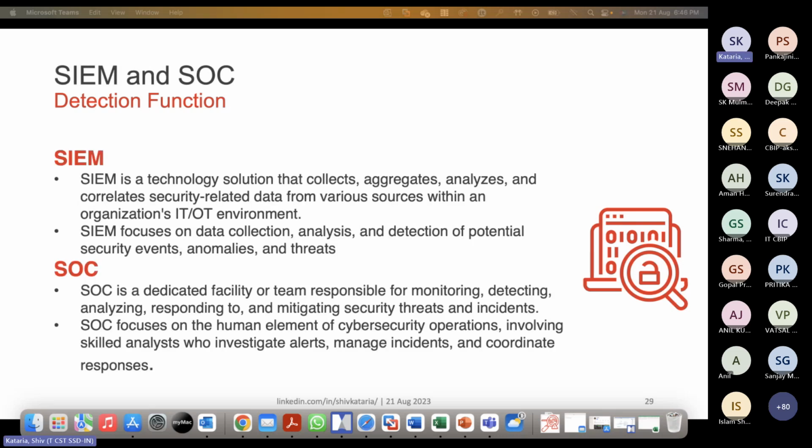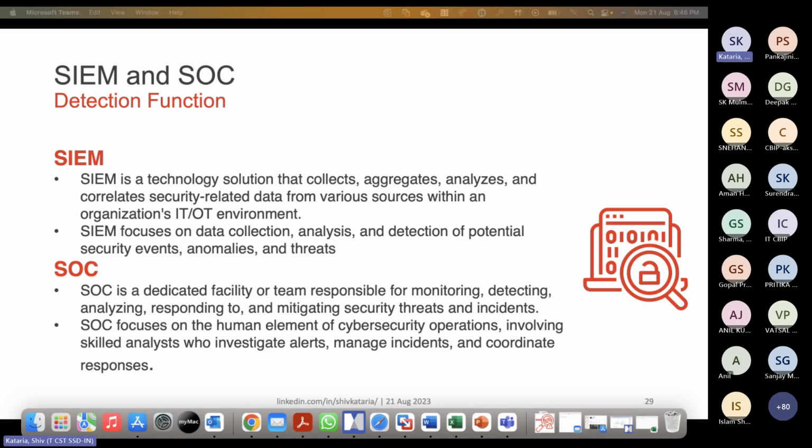So what's the difference between SIEM and SOC? SIEM is a technology solution that collects, aggregates, analyzes, and correlates security-related data from various sources. It could be the organization's IT or OT environment. The focus of a SIEM solution is data collection, analysis, and detection, whereas SOC is a dedicated facility or team responsible for monitoring, detecting, analyzing, and responding to it. At the same time, mitigating the security threats and incidents.